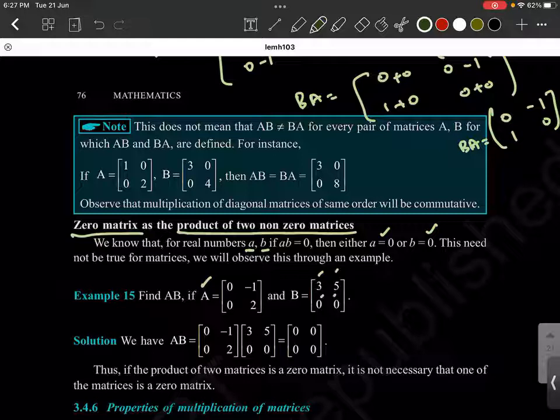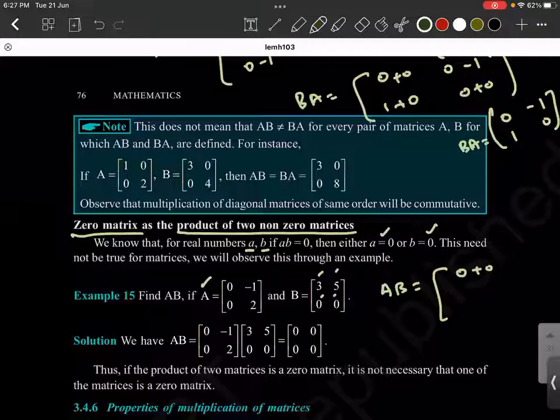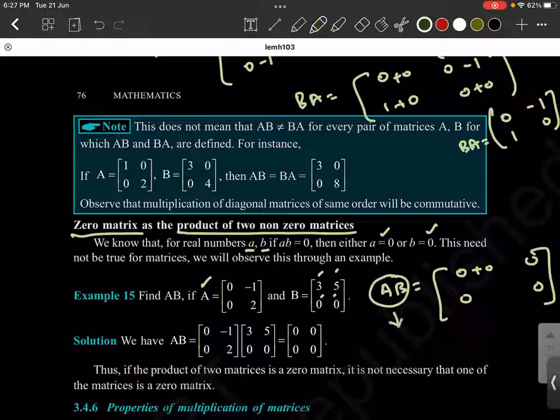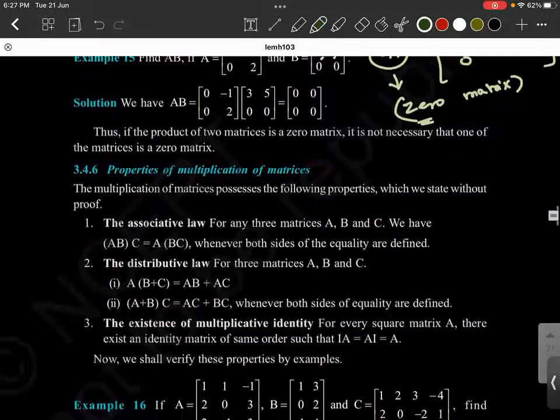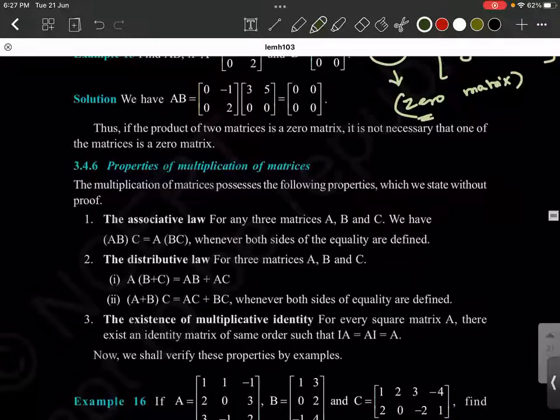Then what is AB going to be equal to? AB will be equal to 0 plus 0. It will actually be 0, 0, 0, 0. Right? So from this, we can conclude the product of A and B is coming out to be a zero matrix. But if you observe, neither A nor B is a zero matrix. So matrices do not behave like real numbers, is what we are trying to say.